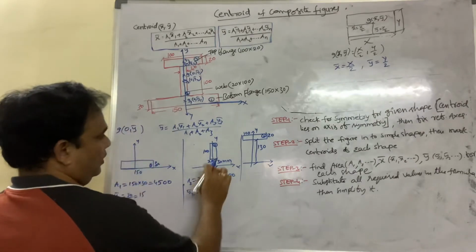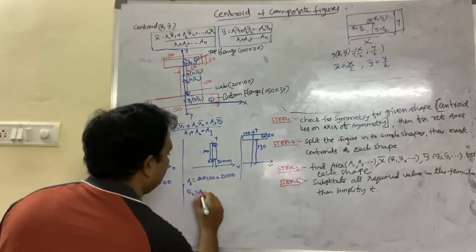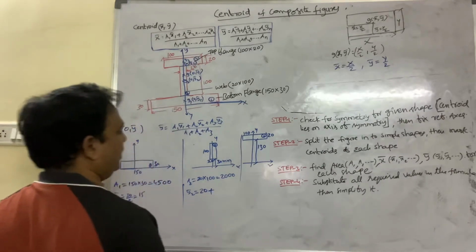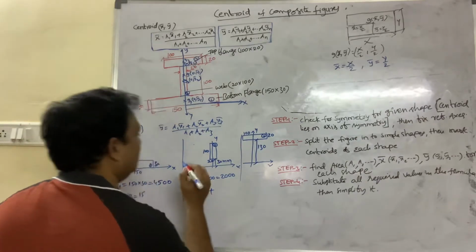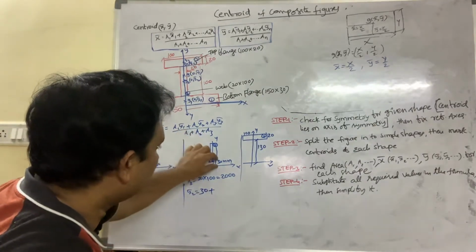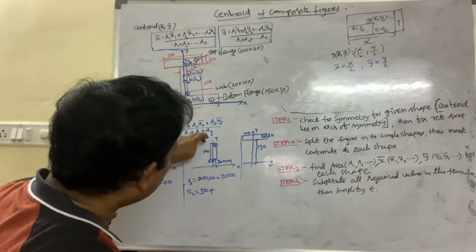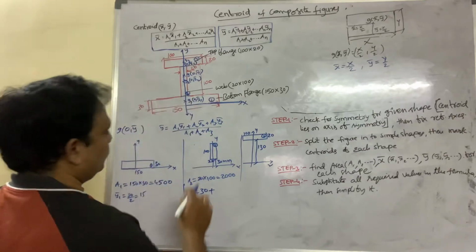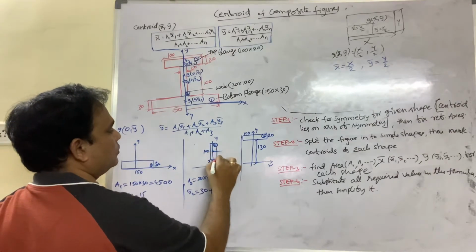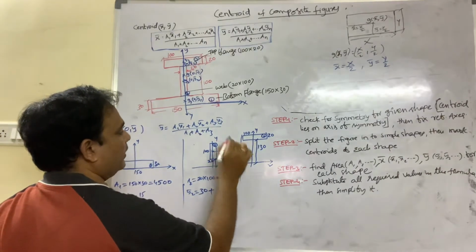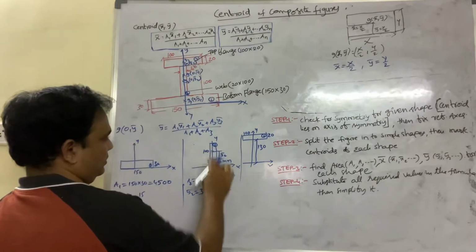What is y2 bar? The second member is already located at a height of 30 mm from the x-axis, that is 30 plus. What is the value of y bar for this section? This is 20 into 100. So for this member, y2 bar is half the vertical distance. So 30 plus 50, 80.